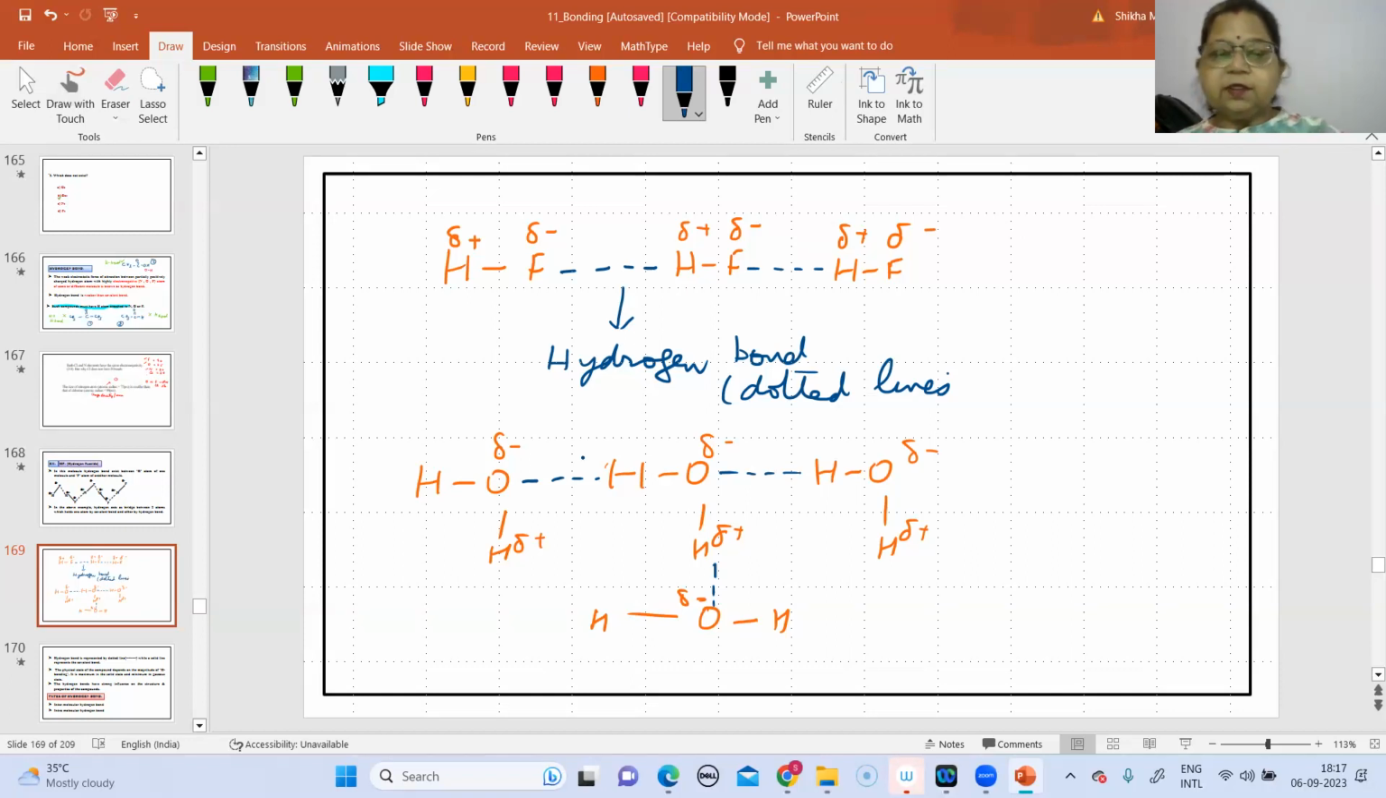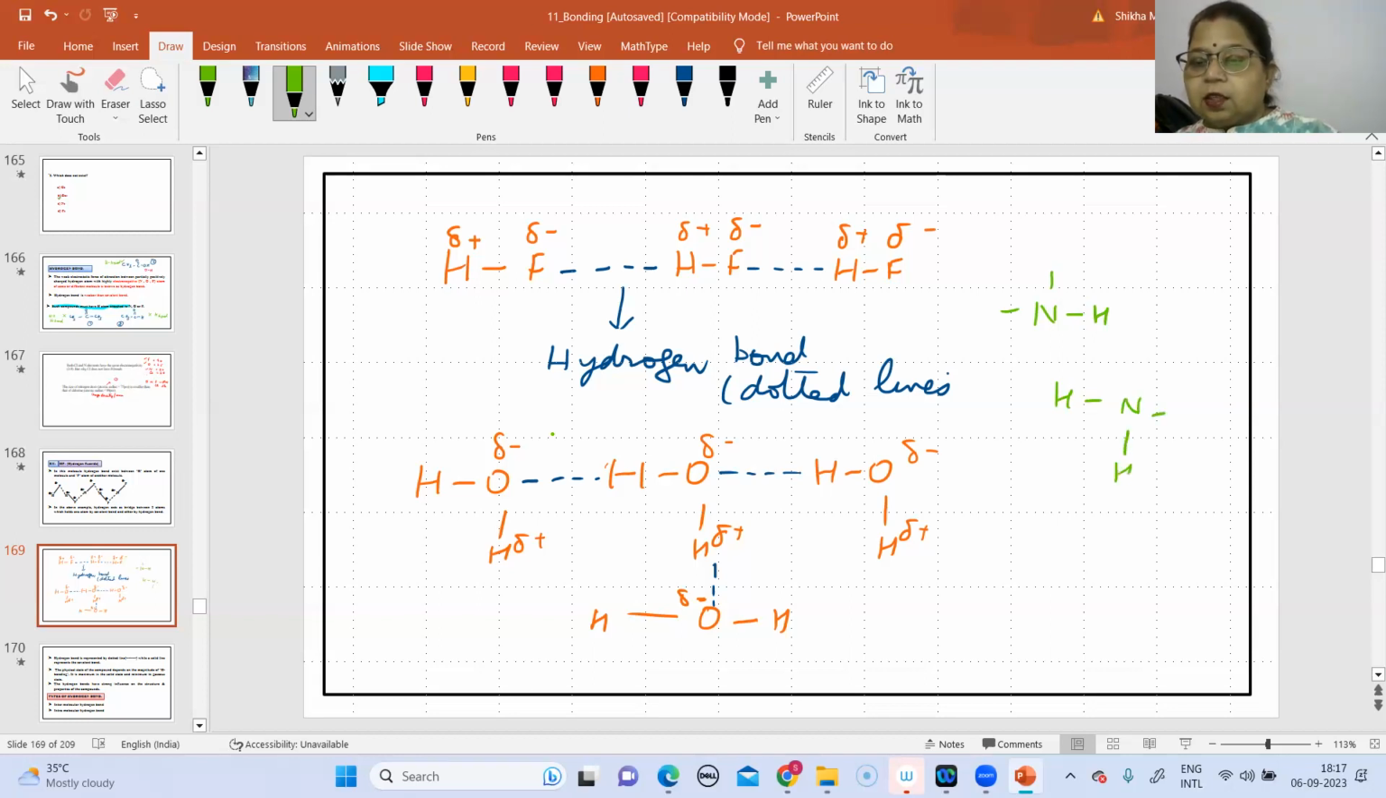Is it clear, Shweta? Yes, ma'am. Okay. Same way we can draw it for ammonia. In case of ammonia, we'll be drawing it like this, NH3. We can draw the other ammonia molecule like this.